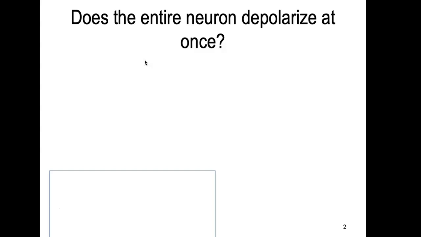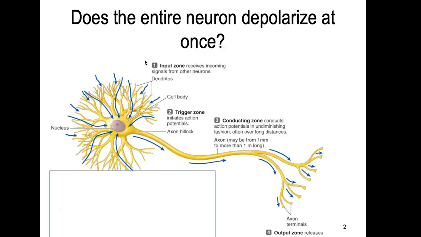So when we think about a neuron that's actually depolarizing, the question is, does it do it all at once? So if you look at the neuron again, and we had the cell body and the axon, and it's going to travel down that way, what's the sequence of events that happens, and how does that occur?